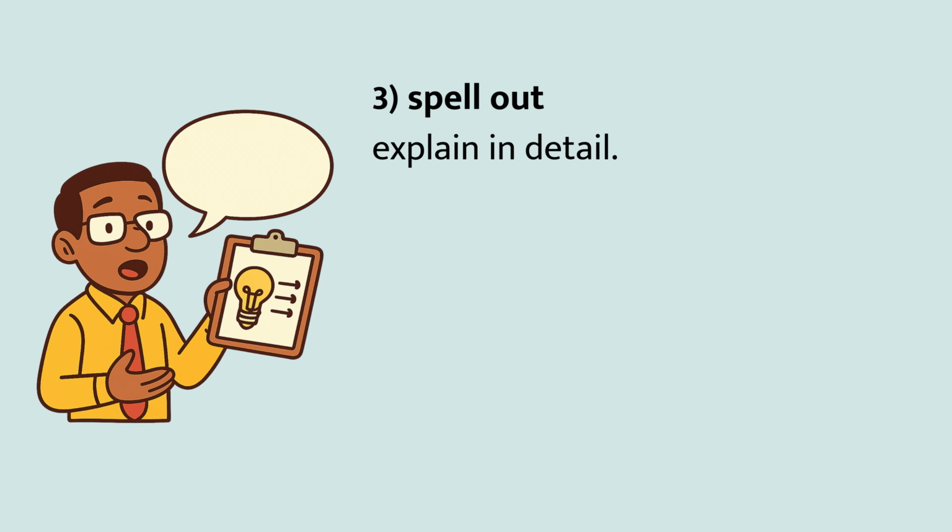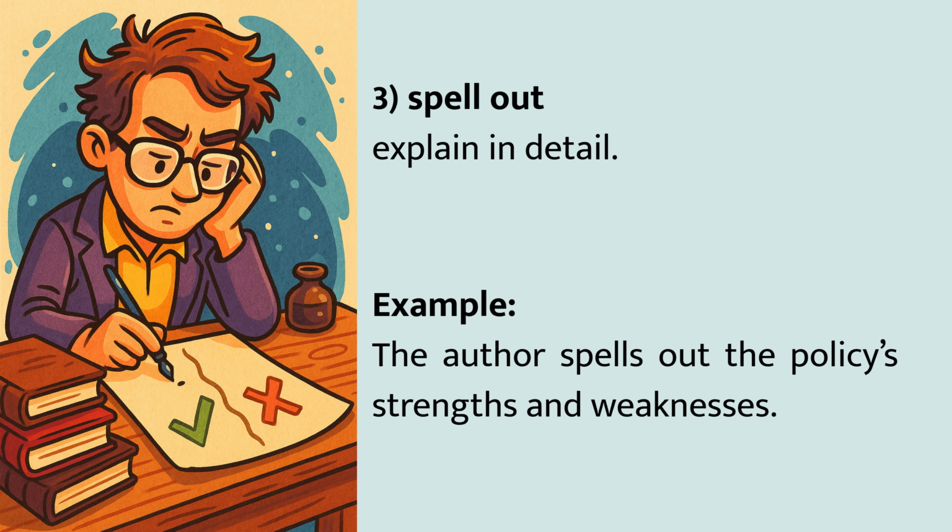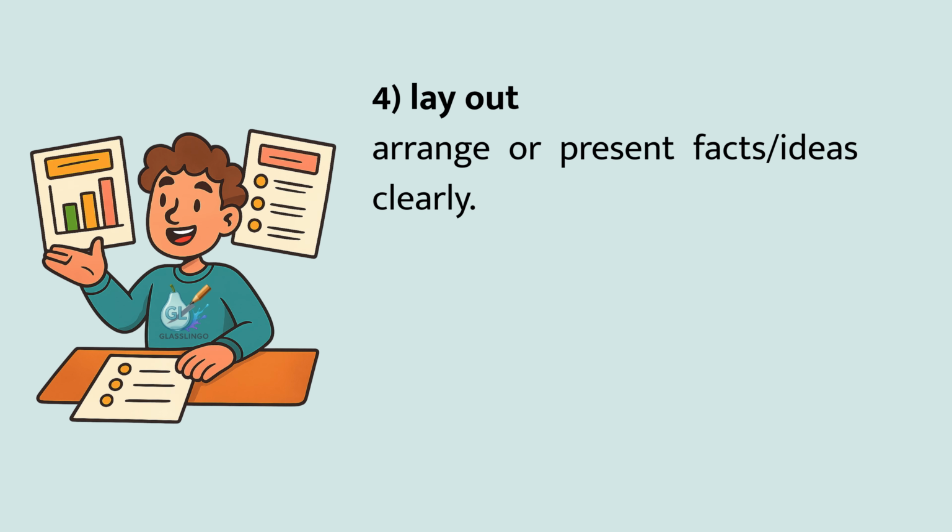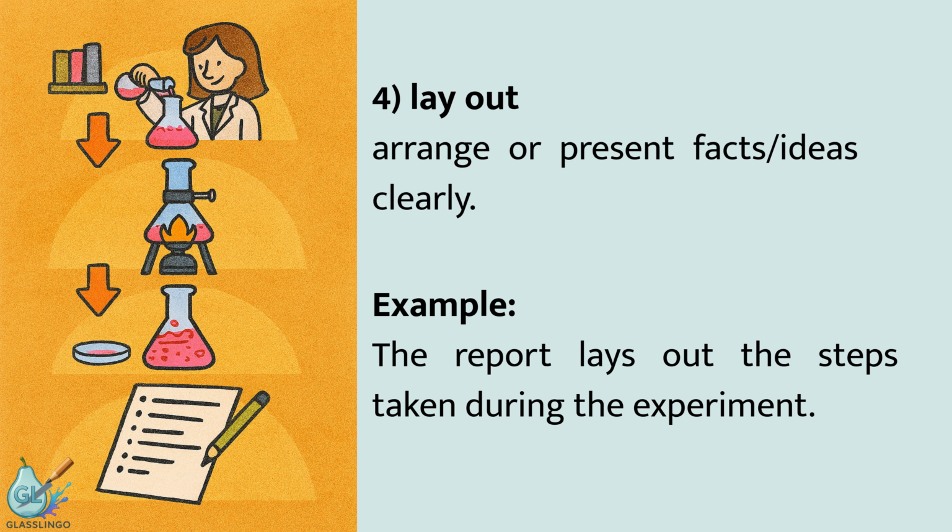Spell out. Explain in detail. Example: the author spells out the policy's strengths and weaknesses. Lay out. Arrange or present facts or ideas clearly. Example: the report lays out the steps taken during the experiment.